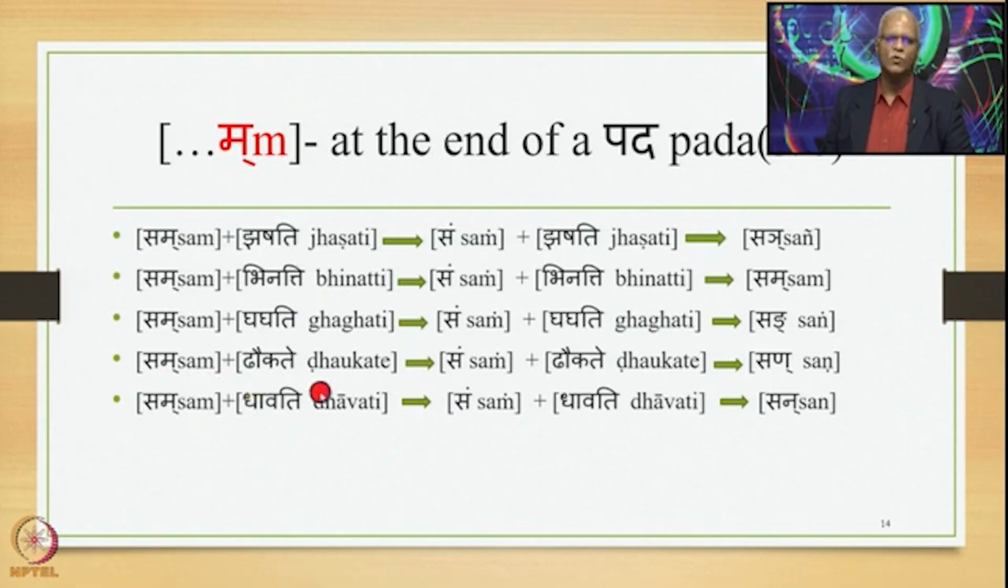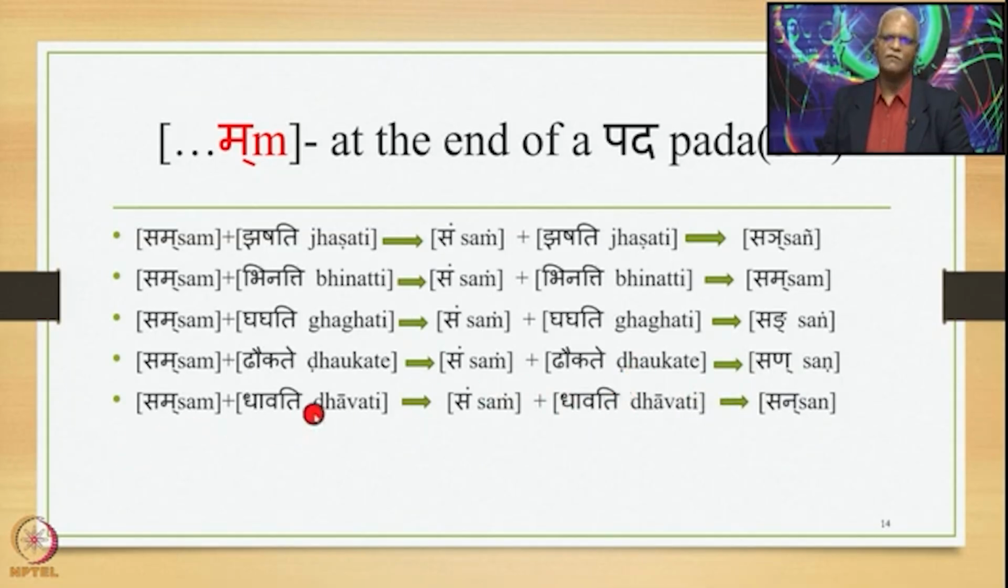Then we have sam plus dhaukate. 8323 applies and substitutes ma by an anuswara, sam and dhaukate. Now this becomes an input for 8459, and that rule substitutes this anuswara by na, which is the nasal parasavarna. So we get sandhaukate as the output. This is optional. So we also get sam and dhaukate as an optional output.